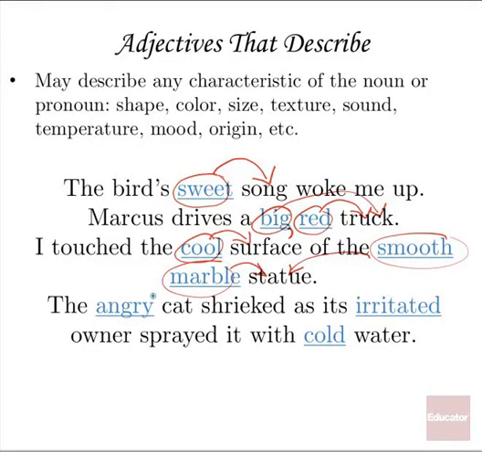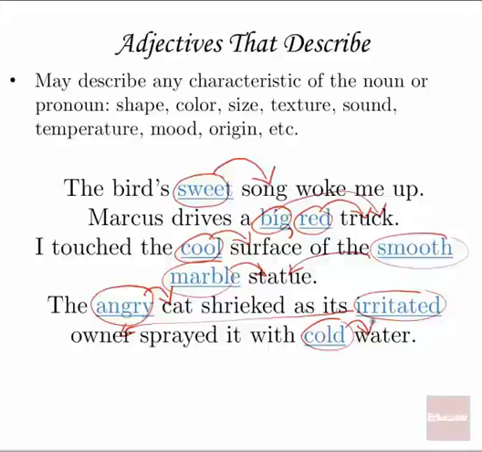All right, then we have the angry cat. Well, that describes an emotional state of being. Shrieked at its irritated owner. I think anybody who had an angry cat would be irritated, especially if it were shrieking. Sprayed it with cold water, and that describes the temperature of the water. So as you see, adjectives that describe are actually pretty easy to pick out.